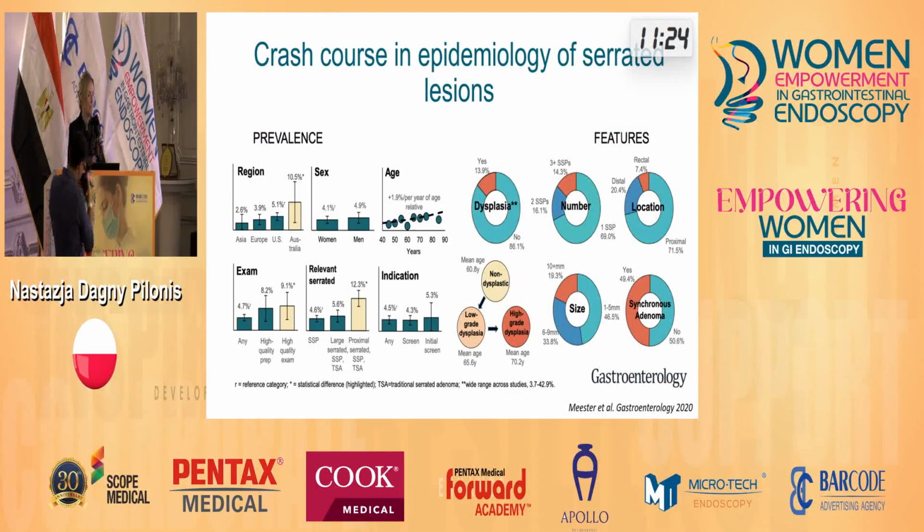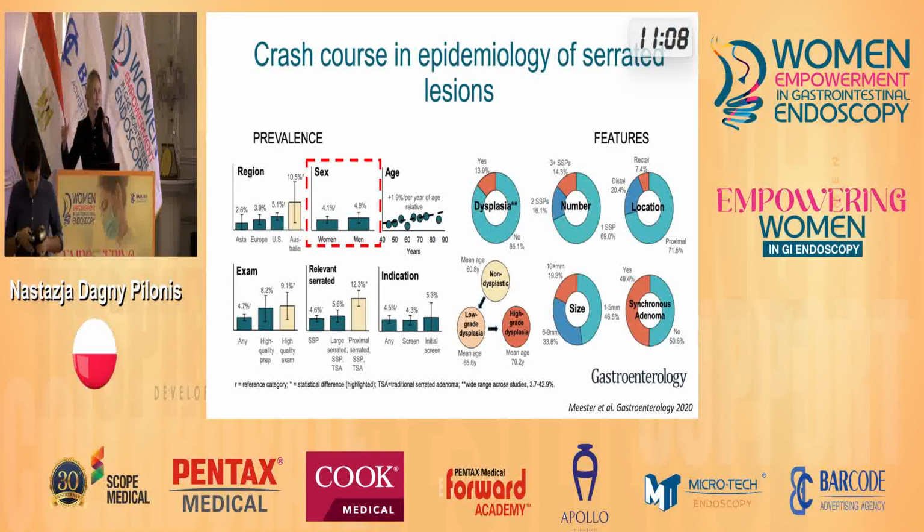Okay, so a crash course in the epidemiology of serrated lesions. So what are we dealing with? I think this is a very interesting statistic: the prevalence in men and women is basically the same, contrary to adenoma, where male dominance in adenomatous lesions is well established. For men as for women, serrated lesions are the same, and this can actually explain why women can have a higher rate of proximal post-colonoscopy colorectal cancer, because this prevalence is, I think, underestimated in women.